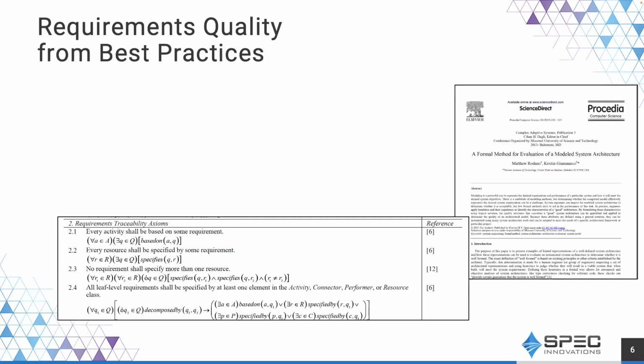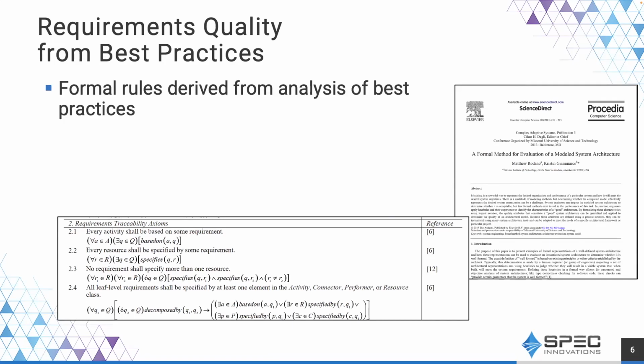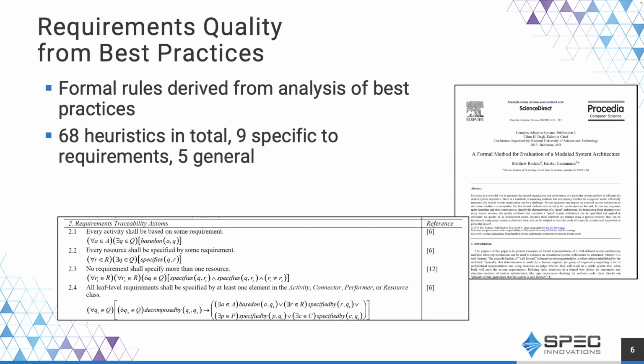Best practices, again, this was the work by Kristen Gianmarco. Basically, the formal rules were derived from analysis of best practices. Again, the 68 heuristics in total. 9 are specific to requirements, and there are 5 general ones, so that applies to any class of information, and it also applies to requirements, of course. And so you can see the kind of thing for the traceability axioms here. This is some of the things specifically trying to help enable better traceability.